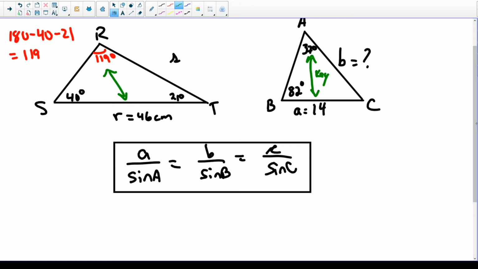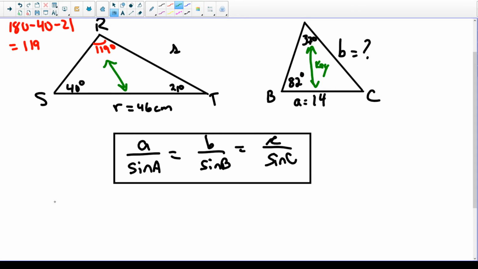So how you want to write the equation is you always want to write the unknown in the top left corner of the fraction. So where the A is here is always going to be our unknown. So our unknown in this case is little s. So I'm going to write little s. And as soon as I write little s, I know the bottom has to be sine of big S.